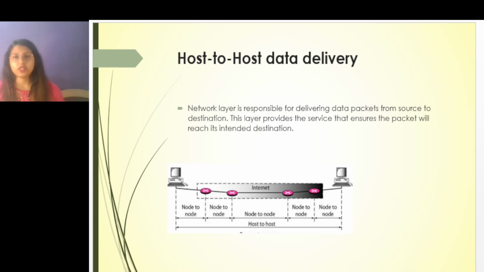Next was the congestion control. And here you are going to remember the words host to host. So the network layer is responsible for delivering data packets from source to destination. The data link layer was from node to node, whereas the network layer is responsible from source to destination. And this layer provides the service that ensures that the packet will reach its intended destination.